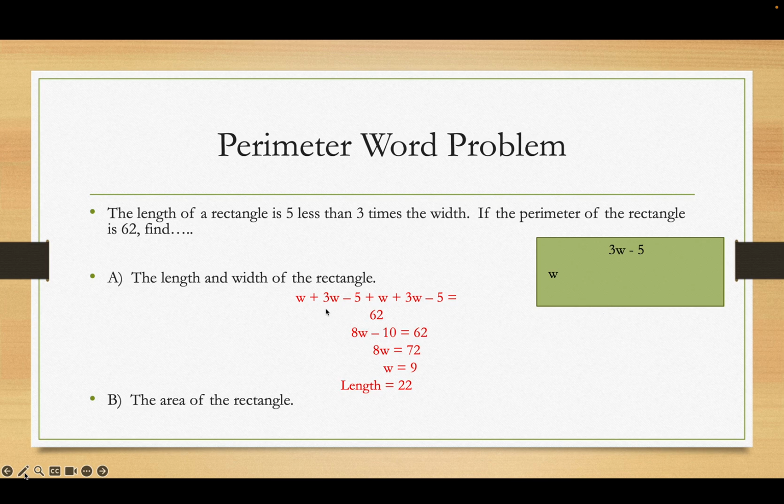So that gives me, same side, same operation, 8W minus 10 is 62. Add 10 to both sides, 8W is 72. Dividing by 8, I get W is 9. The length would be 3 times 9 minus 5, which is 22. What's the area? Well, that's 22 times 9, the length times the width. And that gives me 198.